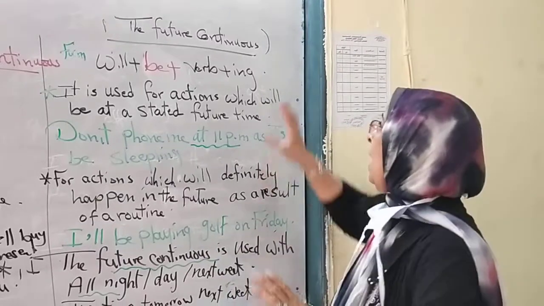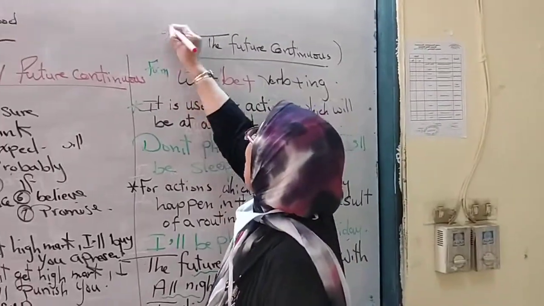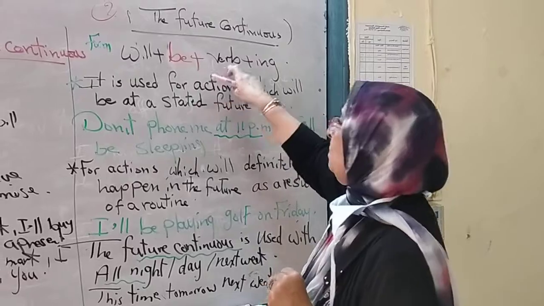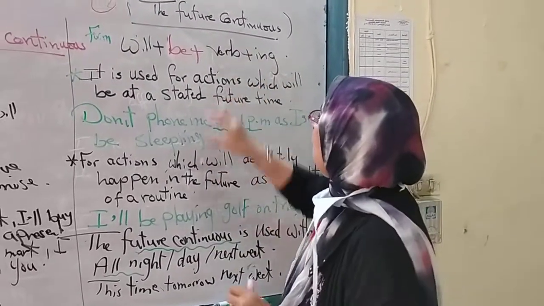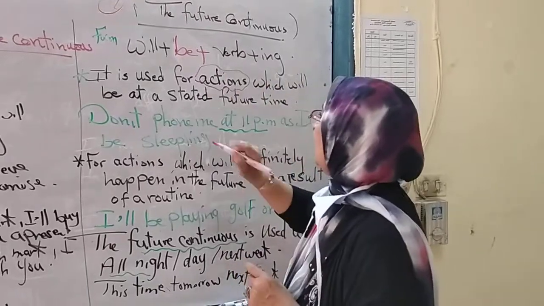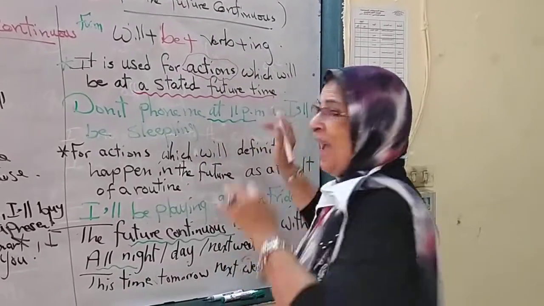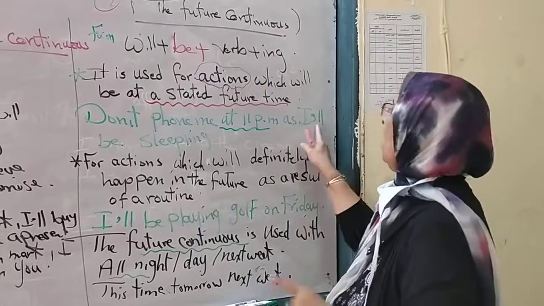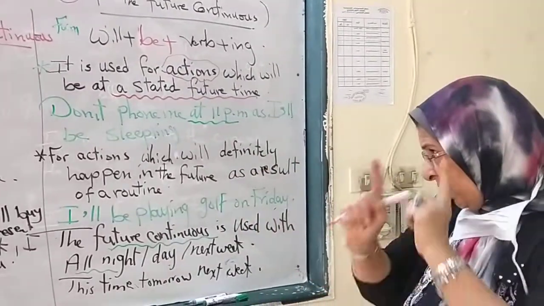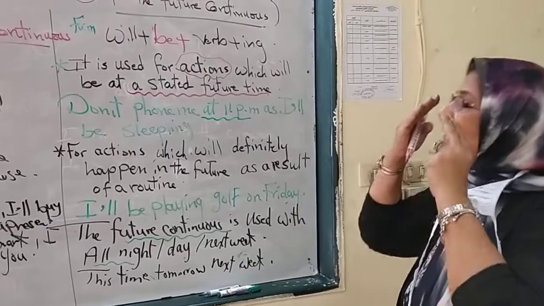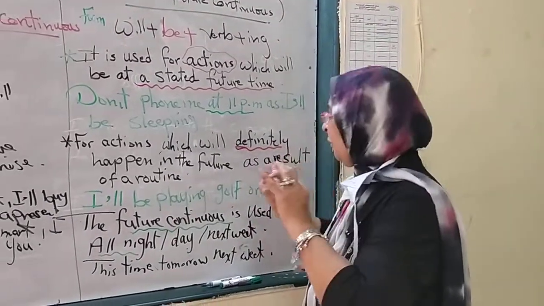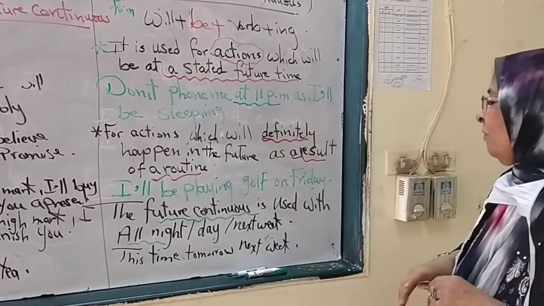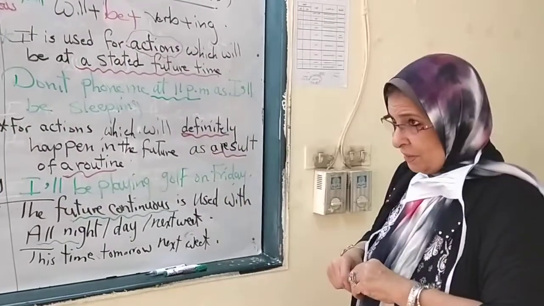And the second part of the lesson is the future continuous, using the form will, be plus verb plus ing. And I told you also that it is used for actions at a stated future time, at a certain time. When you say, don't phone me tomorrow at 11 p.m., why? Because at that time, I will be sleeping, I will be reading, I will be cooking, and so on. For actions which will definitely happen in the future as a result of a routine: I will be playing golf on Friday. So these are some of the words.